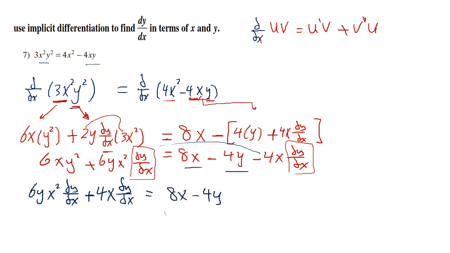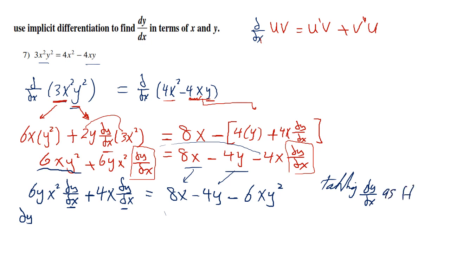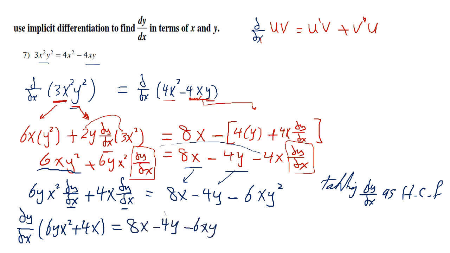I put down these two terms. I'm moving 6x squared to the other side, so it's negative 6xy squared. Now I will take dy by dx as the highest common factor. So dy by dx, and the remainder 6yx squared plus 4x, is equal to 8x minus 4y minus 6xy squared.